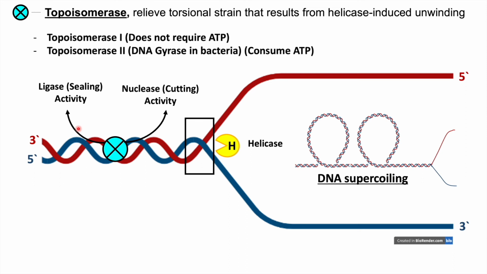Now there are two types of topoisomerase. Topoisomerase 1 does not require ATP, whereas topoisomerase 2 is an energy-consuming process. Topoisomerase 2 is also called DNA gyrase in bacteria.